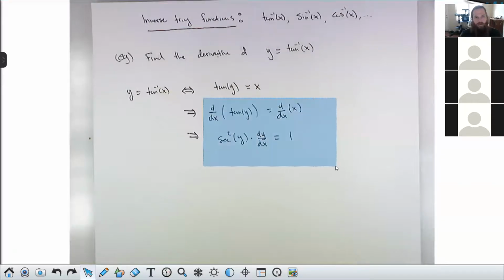This step right here is called implicit differentiation. And the idea is we're implicitly assuming that y is a function, not a variable, a function. That's all. Then you use the chain rule. So you differentiate the outside, leaving the inside alone. That's secant squared of y. And multiply by the derivative of the inside. That's dy/dx. Now all we have to do is solve for dy/dx.